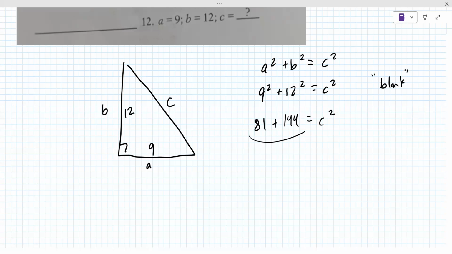225 equals C squared. Okay, so take the square root of 225 and maybe it's a nice number. Am I supposed to times 225 by 225? No, you're taking the square root. You're undoing the c squared. C squared is undone with the square root.